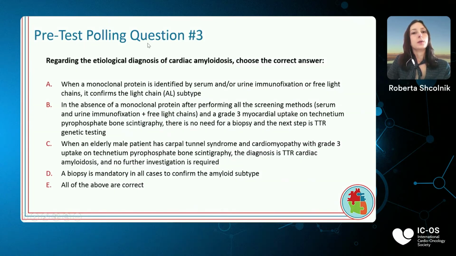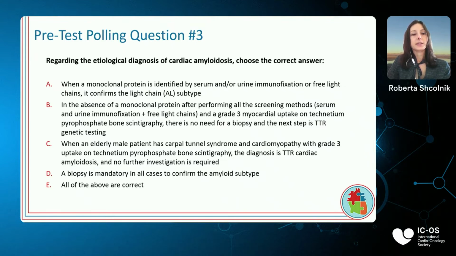And with that, we go to our third question. Regarding the etiological diagnosis of cardiac amyloidosis, choose the correct answer. A. When a monoclonal protein is identified by serum and/or urine immunofixation or free light chain assays, it confirms the light chain AL subtype.